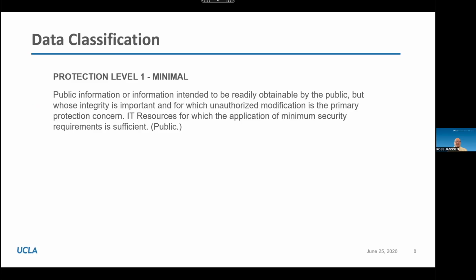Next, I want to turn to data classification. There are 4 levels at UCLA, as I said, and the first one is minimal risk. It's information that is intended to be readily available to the public, but it's important that the integrity of the information is maintained and that it is not modified without authorization. And IT resources for the application of minimum security controls is sufficient.